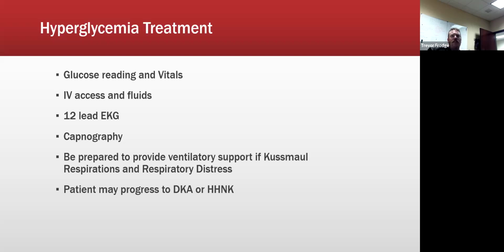These hyperglycemic patients may progress to DKA or into HHNS, which are two different sides of a hyperglycemic patient. You're really used to diabetic ketoacidosis, DKA. The HHNS side is the same thing, but it doesn't produce ketones. So these are super hyperglycemic patients, but they don't have the fruity odor or the Kussmaul respirations.